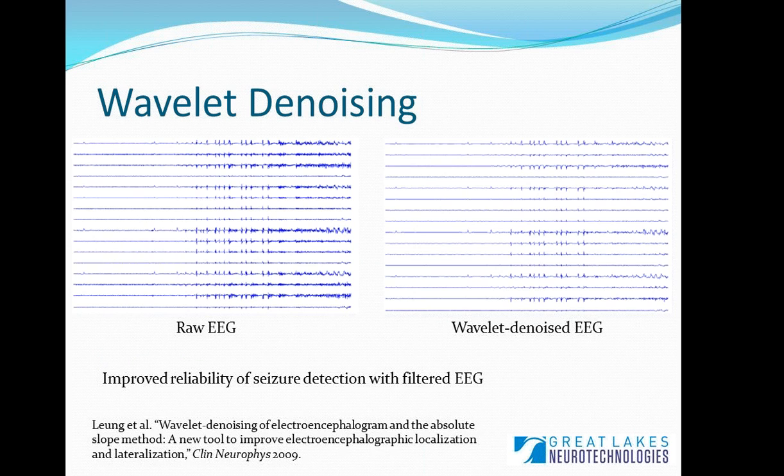And just to give a physiological example, this is from a paper where they used wavelet techniques to help remove noise from EEG signals, which was able to help with seizure detection.